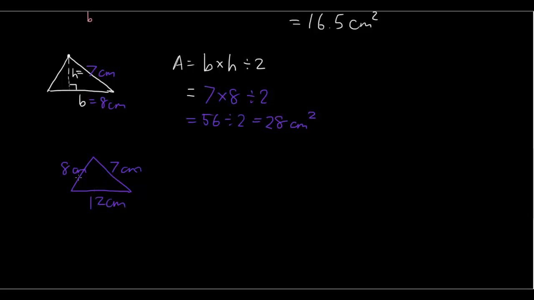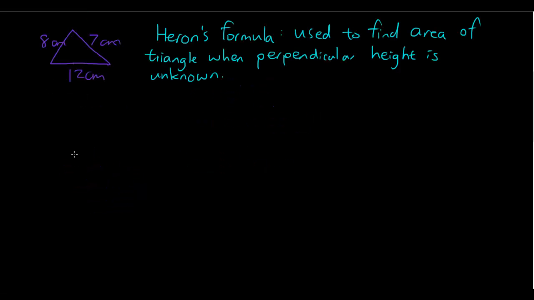Now the trouble with that is, if you want to draw this out on a piece of paper, it'll take quite a bit of fiddling around because you don't know how big these angles are. So the angles aren't even given to you. So what you're going to do in this case is use another formula, which is called Heron's Formula. We use Heron's Formula when we don't know the perpendicular height of the triangle.